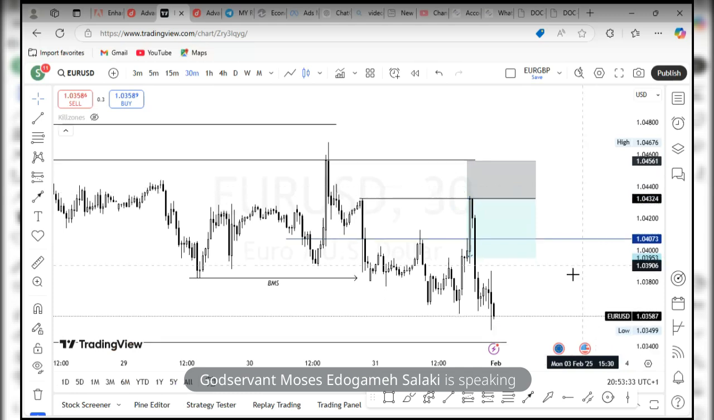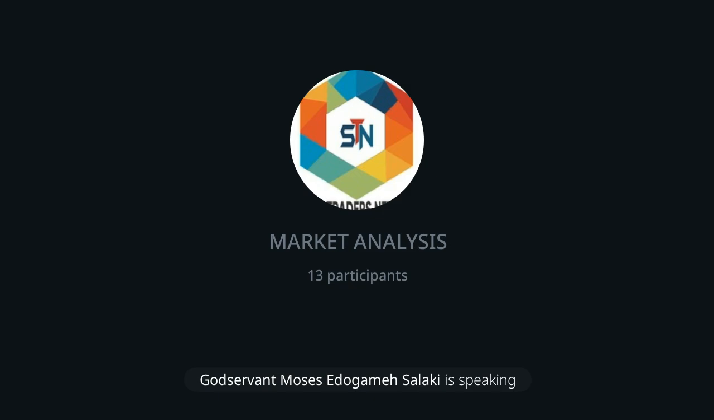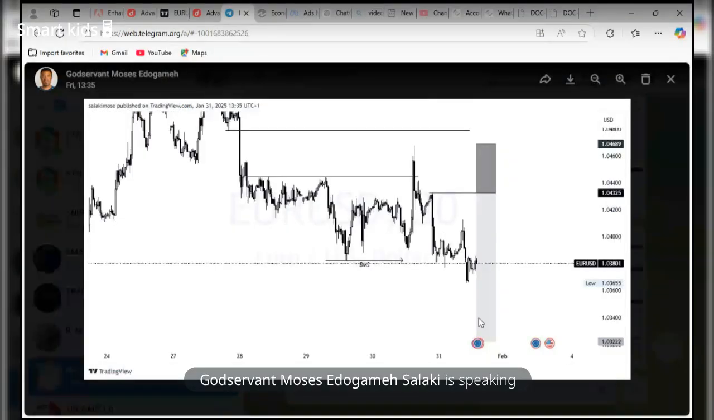So price came into that zone. You can clearly see how I marked it out. This was it on 30 minutes. That if price come back here, we'll sell from here because of this break.